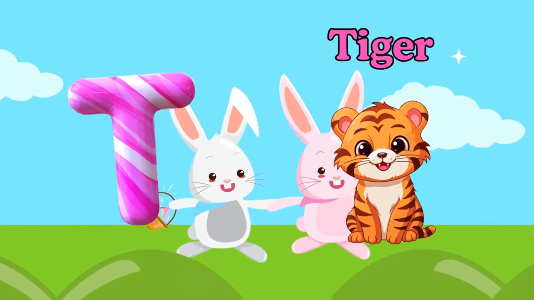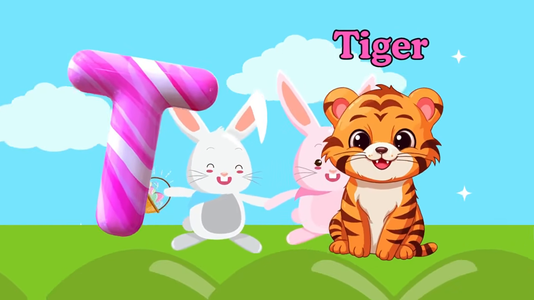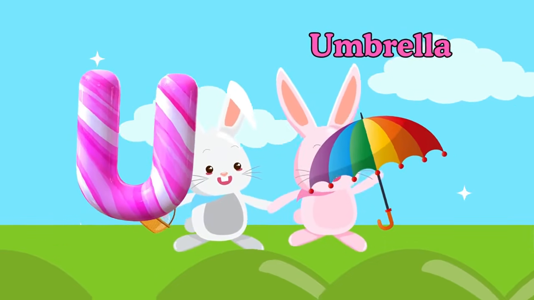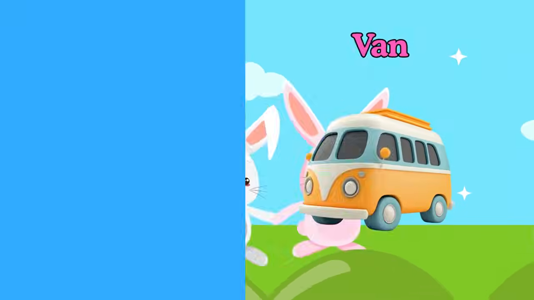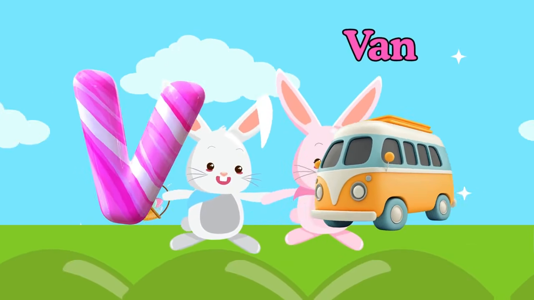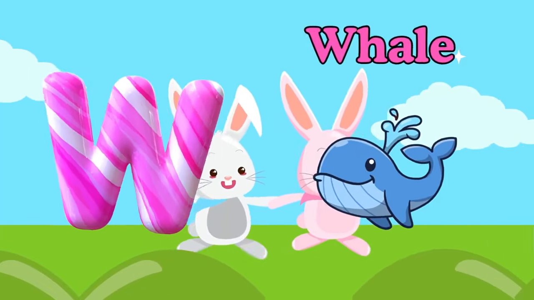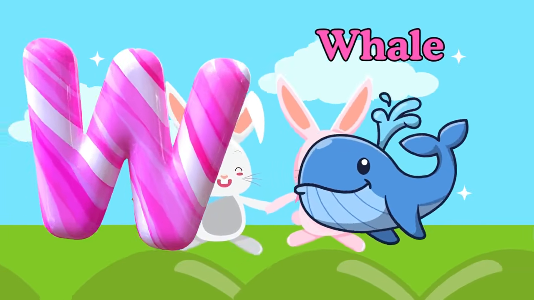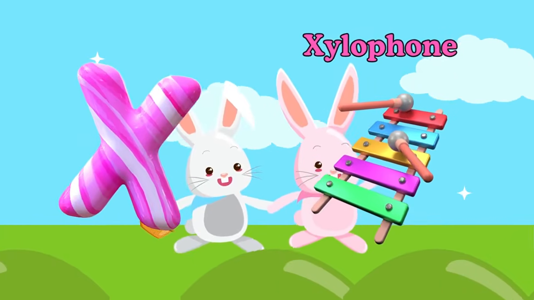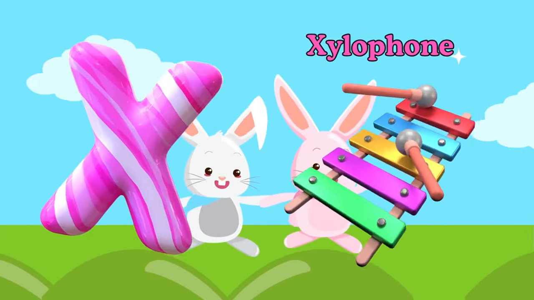T is for tiger, tiger. Tiger. T is for tiger. U is for umbrella, umbrella. Umbrella. U is for umbrella. V is for van, van. Van. V is for van. W is for whale, whale. Whale. W is for whale. X is for xylophone, X, xylophone. Xylophone. X is for xylophone.